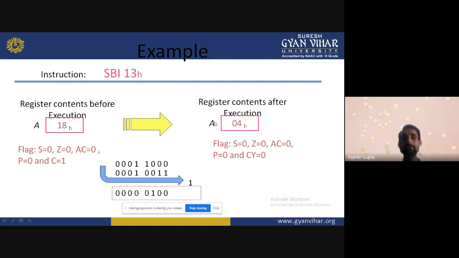Sign flag is 0. All values are not 0, so the zero flag is 0. When all values are 0, the zero flag is 1, otherwise it's 0. Auxiliary carry, I already explained, is 0. Parity flag depends on the number of ones: if there is an even number of ones, then the parity flag is 1, otherwise it's 0. So the parity flag value is 0. And the carry flag: no carry is taken, so it's 0.